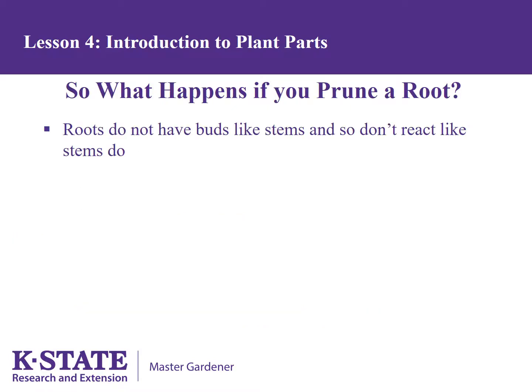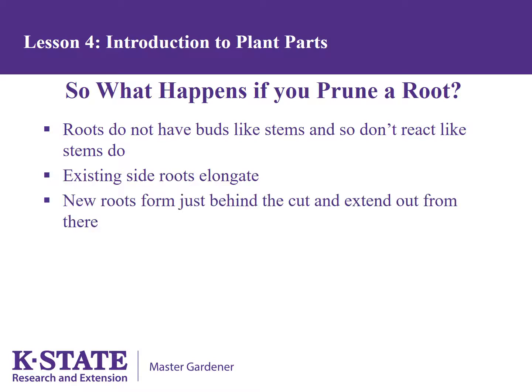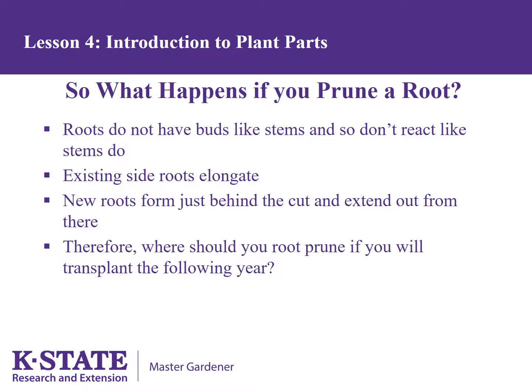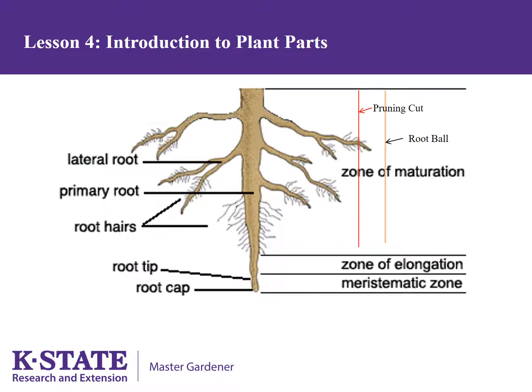So what happens if you prune a root? Roots do not have buds like stems do, so they react a bit differently. Any existing side roots will elongate. Also, new roots form just behind the cut and extend out from there. Nurserymen who produce field-grown stock will often root prune in order to capture more roots when the root ball is dug. So where should you root prune if you transplant the following year?